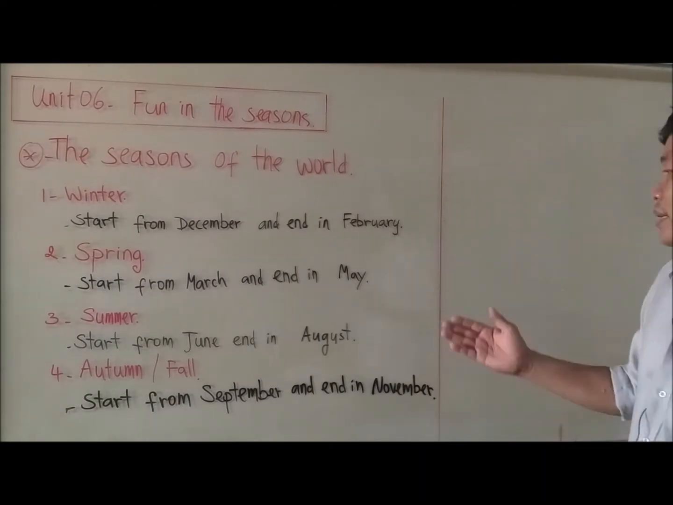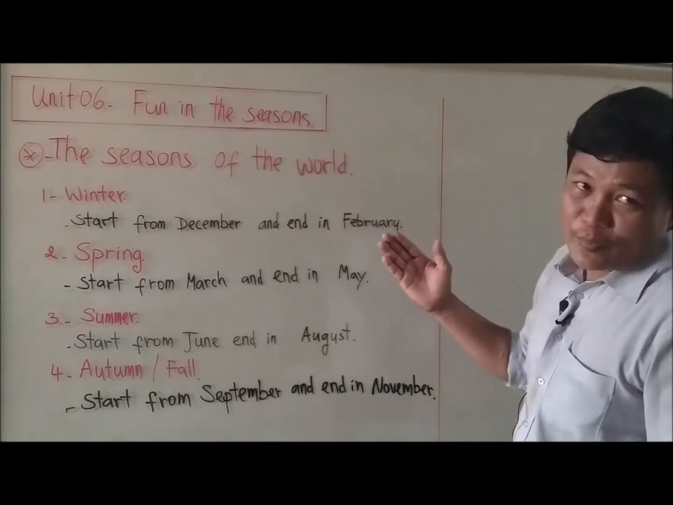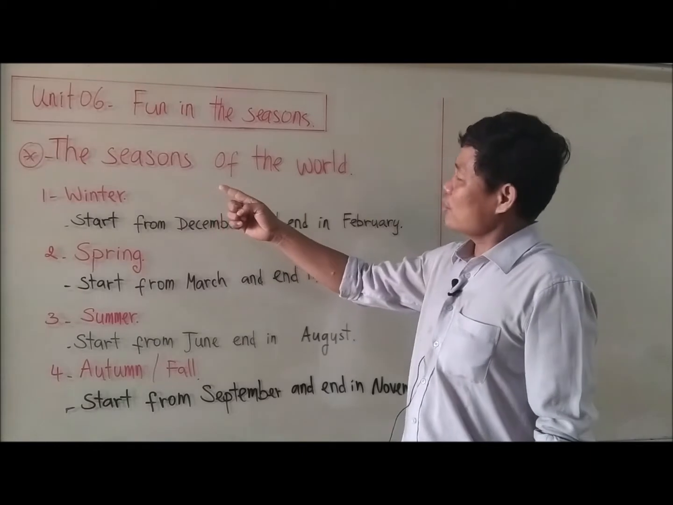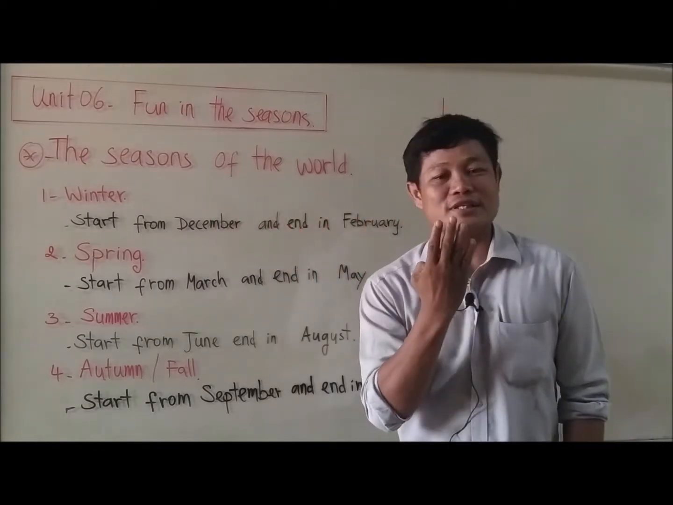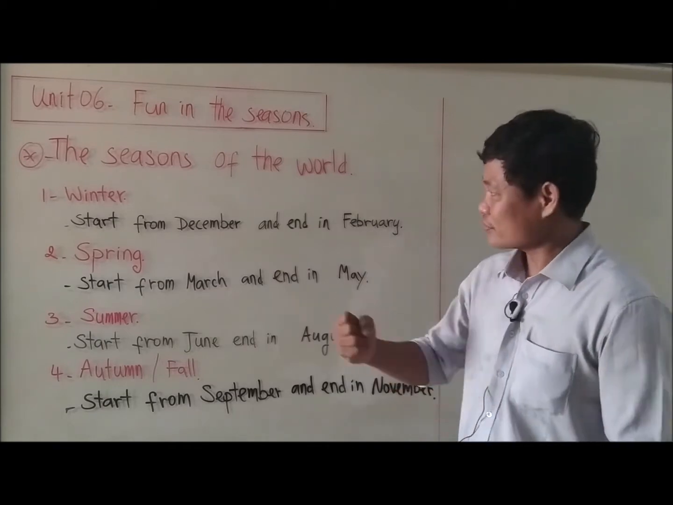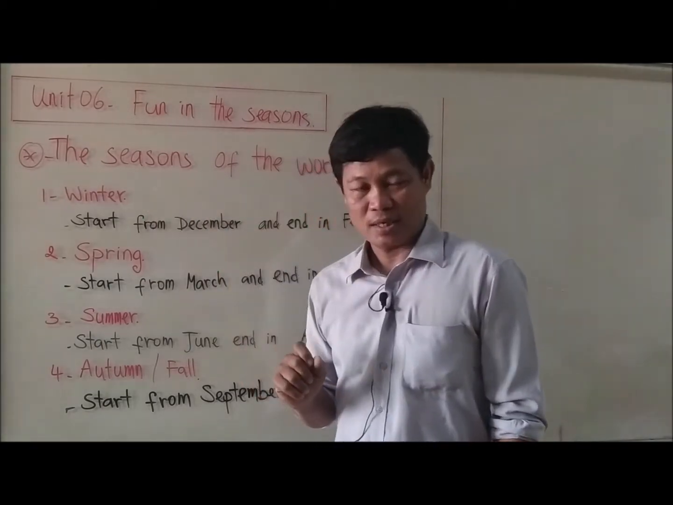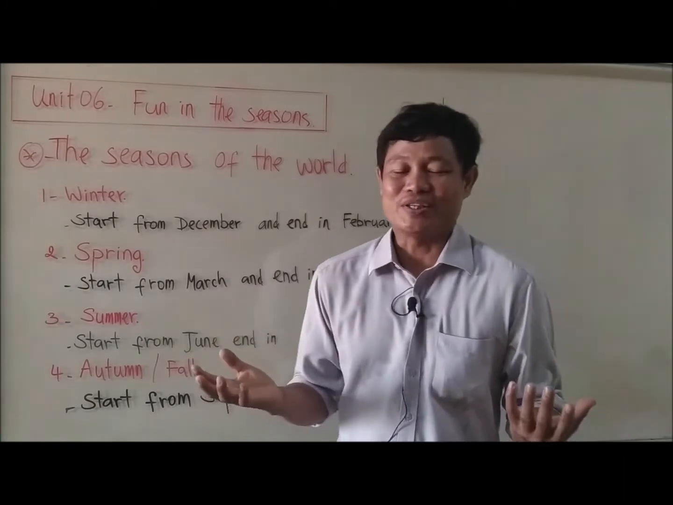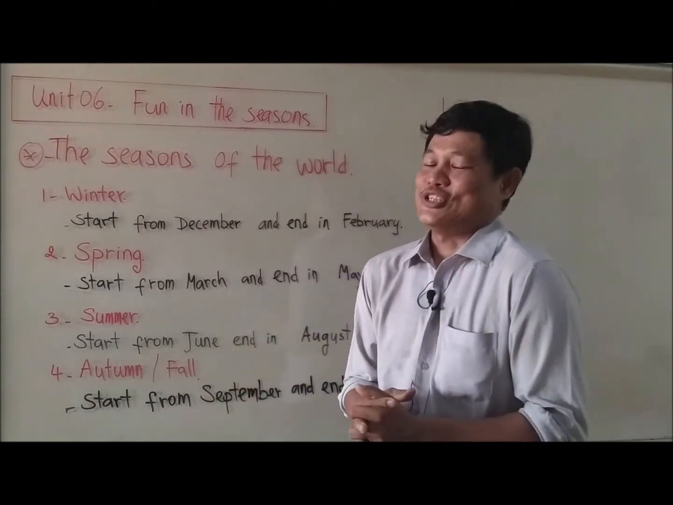So right here, let's look at the whiteboard together. The seasons of the world, there are four seasons. One is winter. Winter is very cold. Winter means that it's cold.